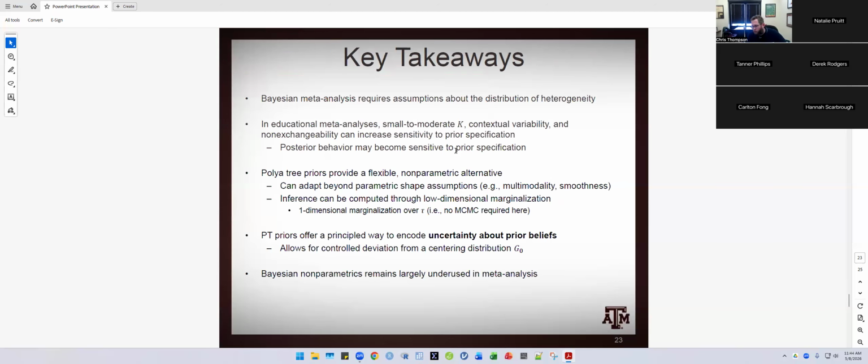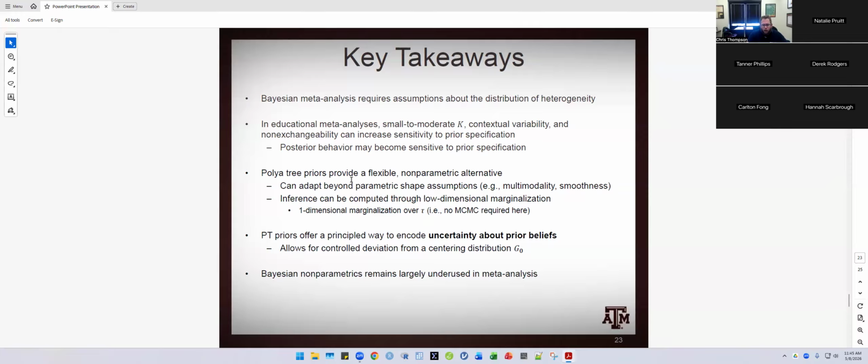All right, key takeaways. The assumptions about the variability of true effects and heterogeneity are crucial, in a Bayesian context or otherwise. Here in education, we have a lot of small to moderately sized K studies, with context variability and different types of interventions. It's the wild, wild west. Sometimes they just vary quite a lot, or they can.